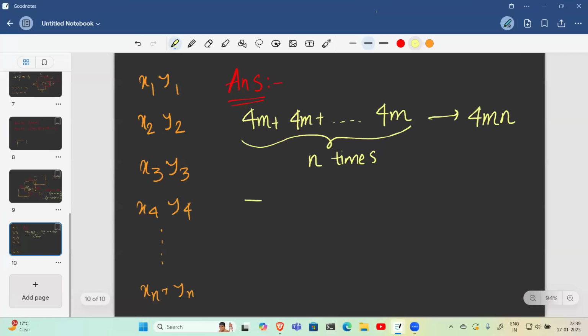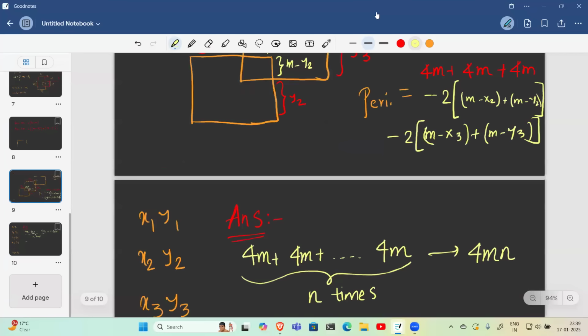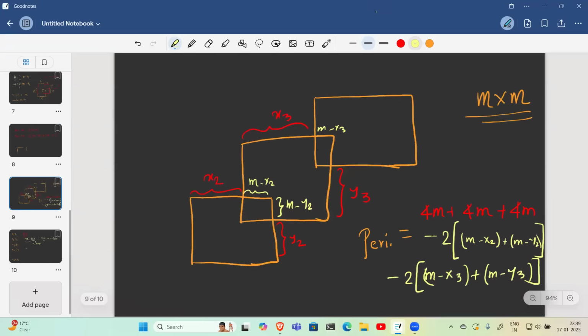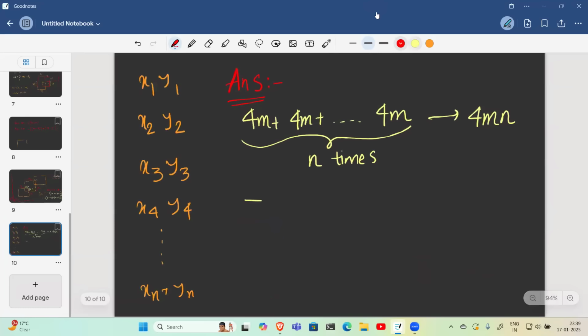And apart from that, what do you do? Look at this diagram. Which values did you erase? You erased m minus x2 and m minus y2. Remember what x1 and y1 are. They are these displacements, right? You started from the origin. This value was x1 and this value was y1. You never had to erase them, because here there is no overlapping part. So we will not write any term for x1 and y1. We simply write minus 2 times m minus x2 plus m minus y2. That removes the duplicate region.